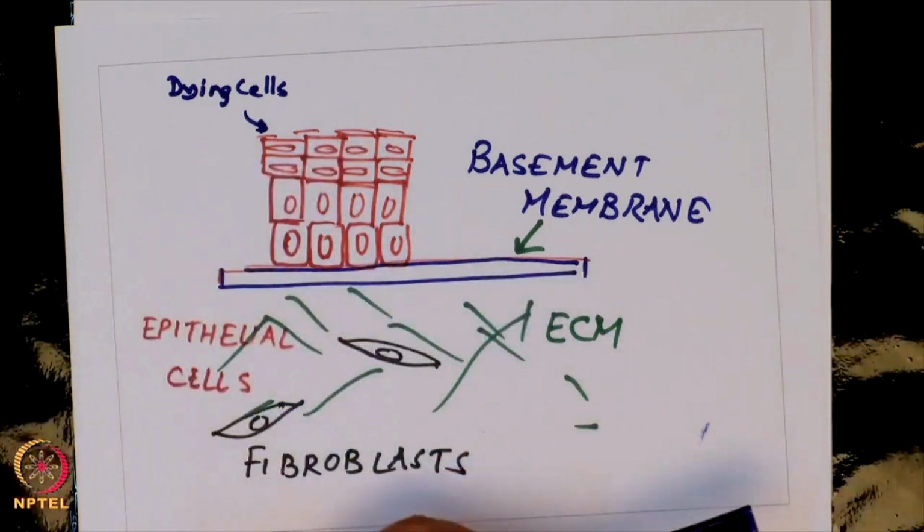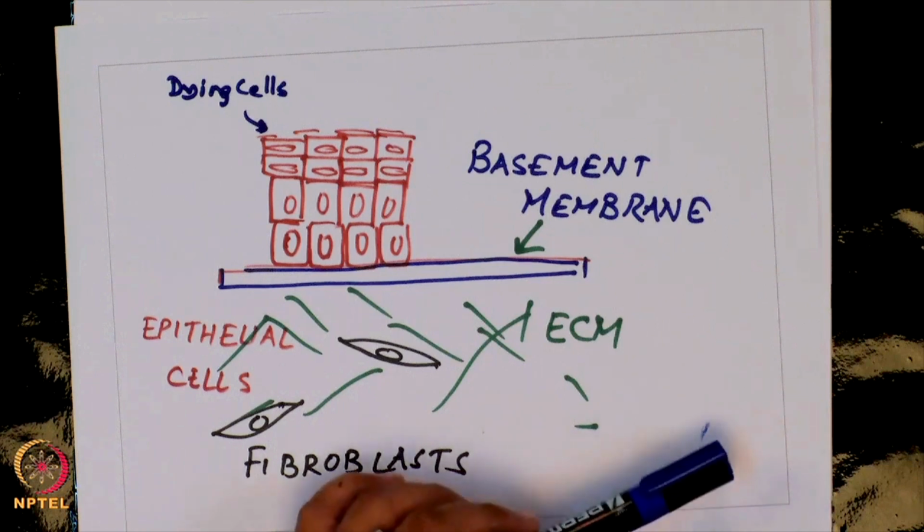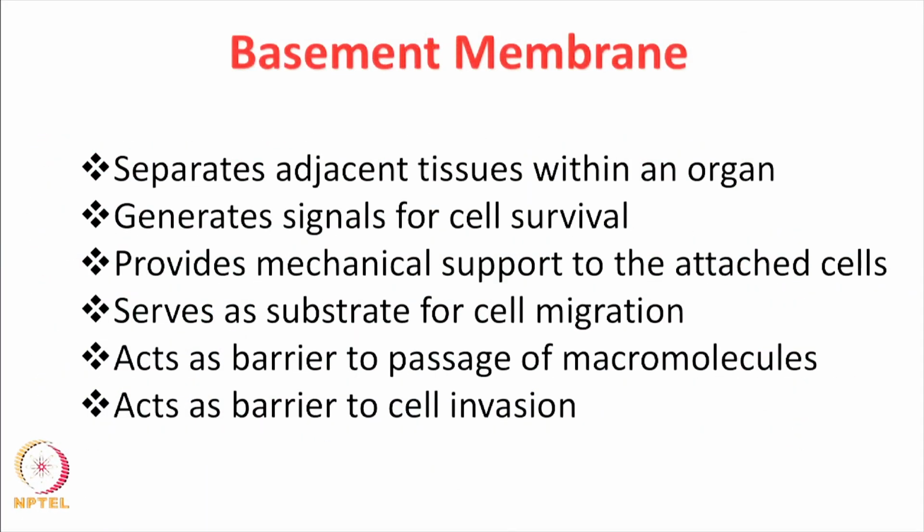The basement membrane, or the basal lamina, is hardly 50 to 200 nanometers in thickness, and it surrounds most cell types. So, muscle cells, nerve cells, fat cells, the lining of blood vessels, epithelial tissues, and also the lining of digestive and respiratory tracts. It is composed of multiple ECM proteins, and what the basement membrane does is separate adjacent tissues within an organ. So, it kind of defines what an organ is.